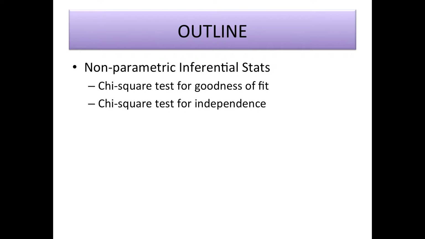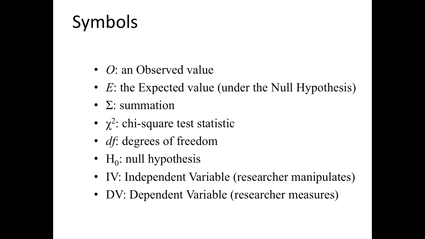So yeah, we're going to cover two non-parametric inferential statistical tests. Here are a handful of symbols we're going to use. O is for an observed value. E, the expected value under the null hypothesis. Our summation sign. This funky looking X kind of thing is called chi, so chi-square test statistic. Degrees of freedom, of course, and these are familiar. Null hypothesis, independent variable, so it's the one a researcher manipulates, and dependent variable, the one a researcher measures.